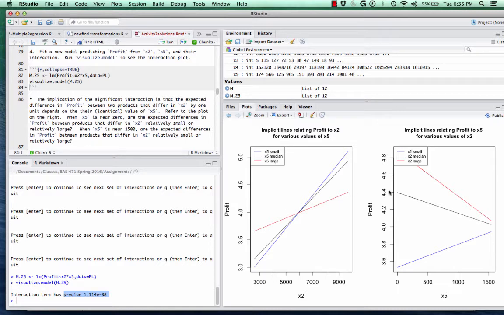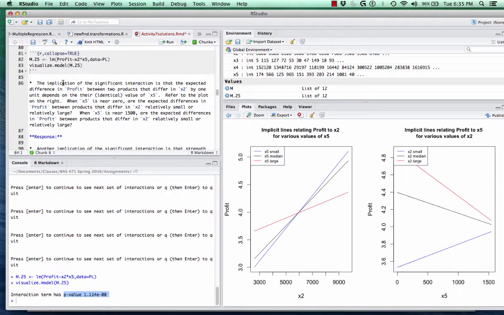Kind of flipping the coin here, we see that the nature of the relationship between profit and x5 actually changes quite a bit depending on what value of x2 we're focusing in on. If we focus in on individuals with small values of x2, the blue line, we see the relationship is somewhat positive, and the story completely changes if instead we focus in on individuals with large values of x2. Among individuals with large values of x2, the relationship between profit and x5 is actually negative.